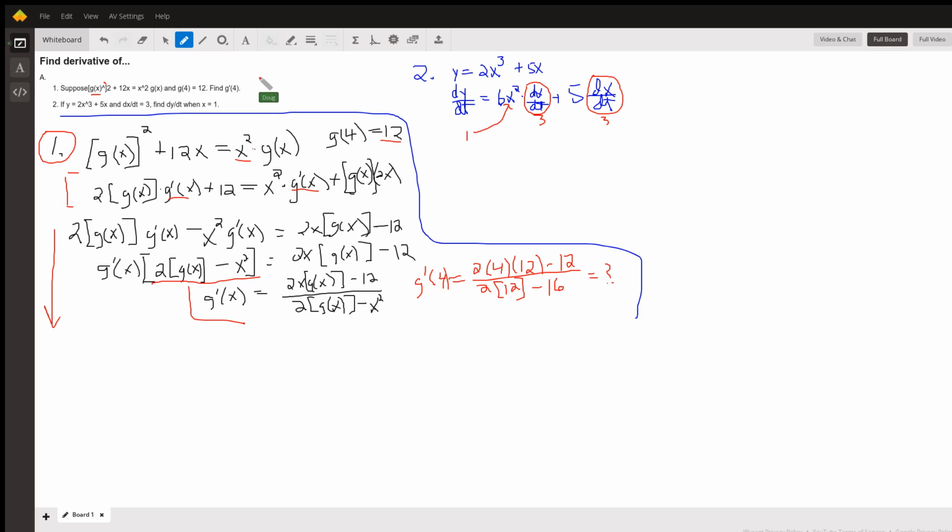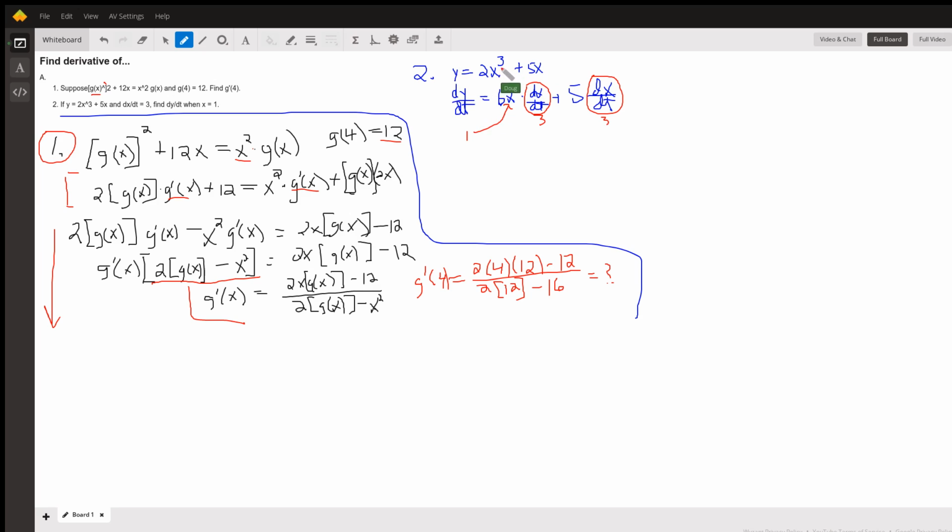For part 2, we're differentiating implicitly with respect to t. This is typical of related rates problems. We're assuming these variables are all functions of time. So wherever we see a variable, we're going to differentiate with respect to t. So the derivative of y with respect to t is just dy dt.